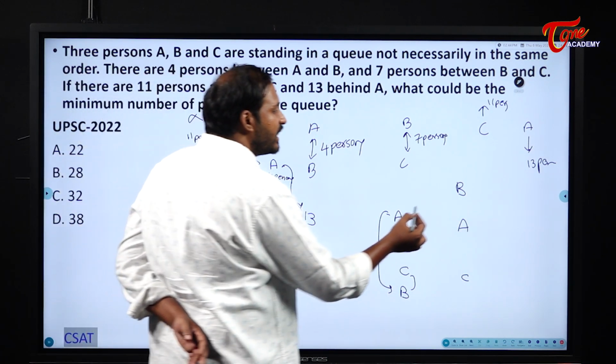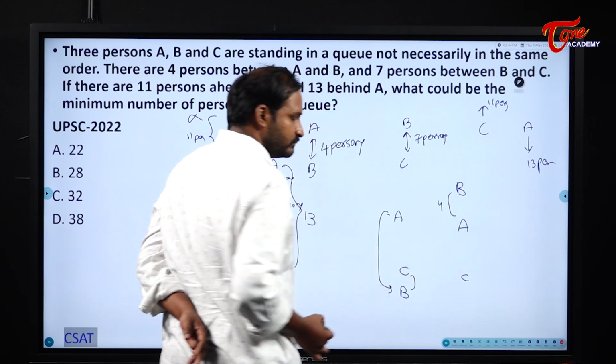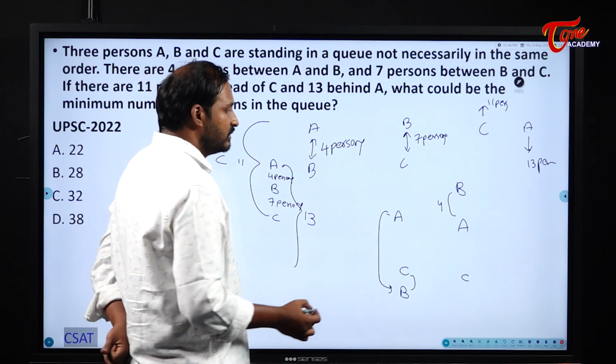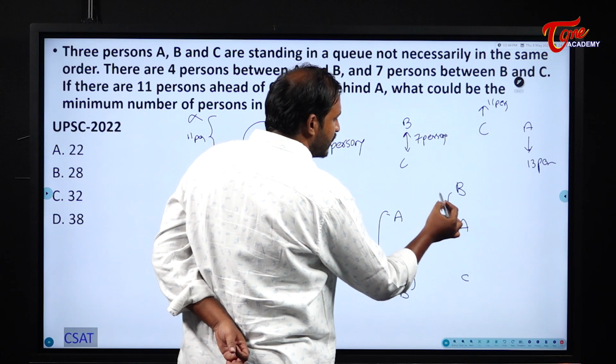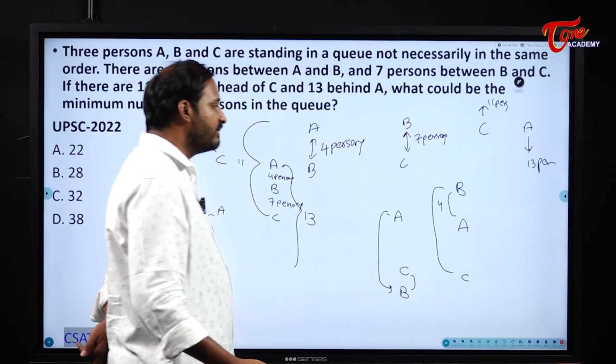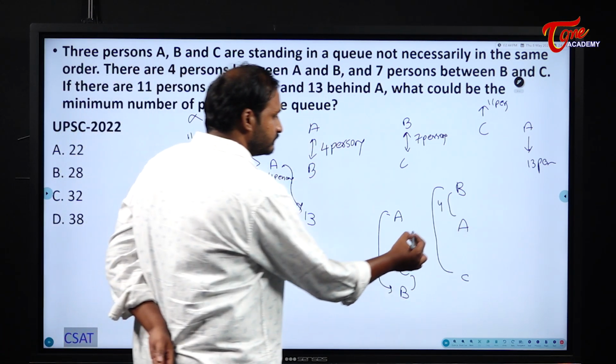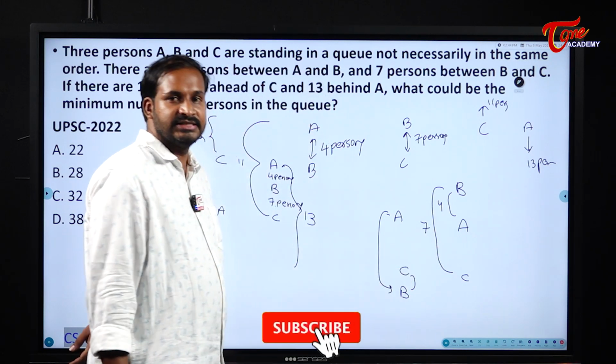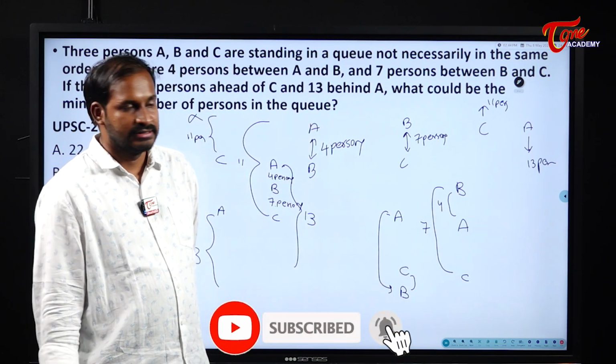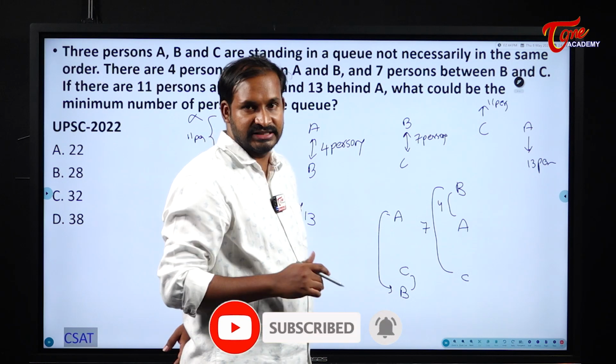Now between A and B I have how many? 4. Okay, fine. Between C and B I should have how many in number? 7. This is a little bit possible for us. Now see here students, this is the correct arrangement for us.